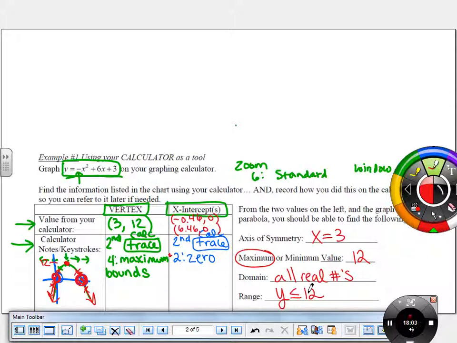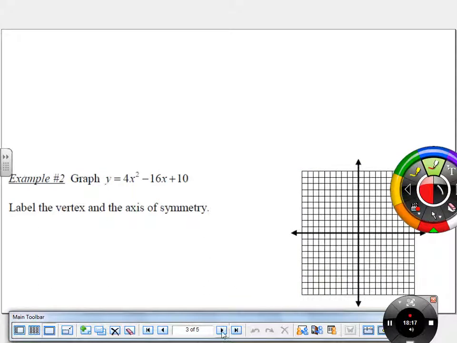So again, we can figure out this information on the calculator, but still interpret it the same way we did before to figure out axis of symmetry, maximums, minimums, domain, and range. Now, how to do this without the graphing calculator when the equation is in standard form. If I want to graph this equation by hand, and it's not written in that nice vertex form where I can pick out the a, the h, and the k.